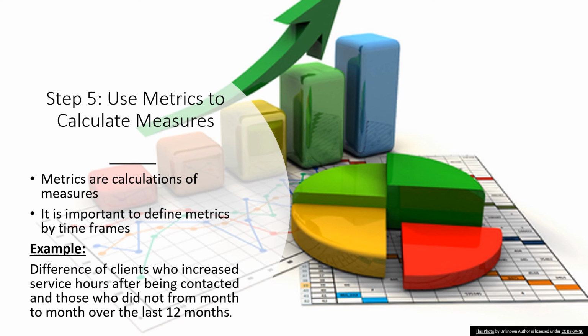All right, so if we're going to measure it, in the example we've been using, we're going to calculate the difference in the number of clients who increased their service hours after being contacted versus those who did not. And again, time. We're defining this on a month-to-month basis over a period of 12 months. So all our data sets are going to run, for example, if you started collecting data in January of 2020, from January 2020 until January 2021, and you're just going to continually move this. This is what you're going to constantly look at for your data sets.